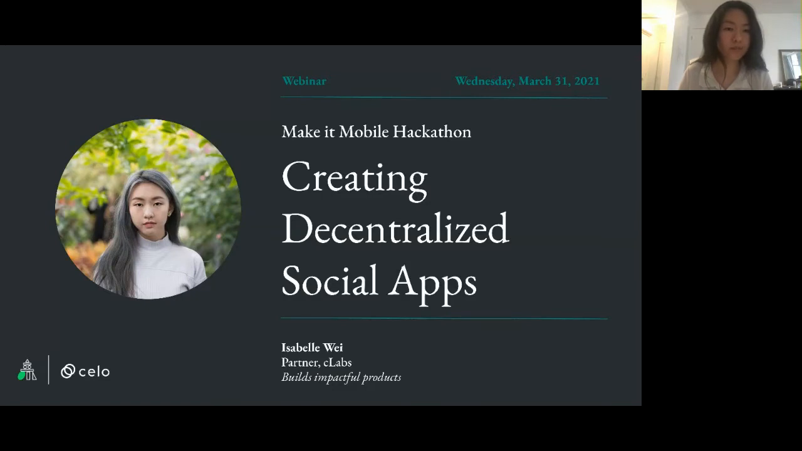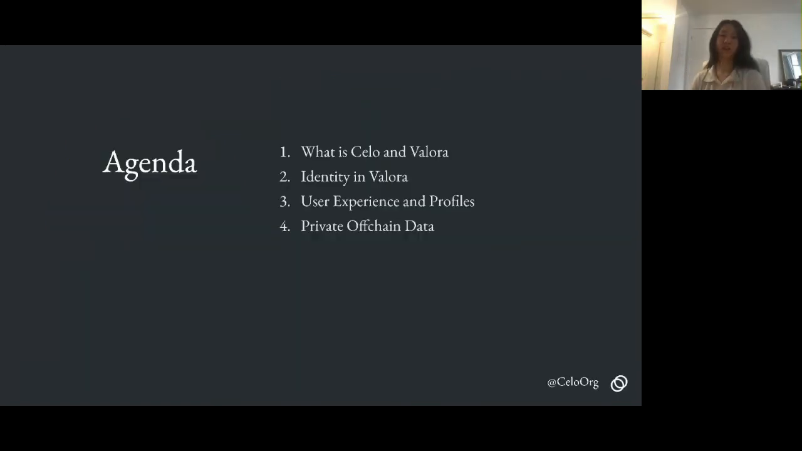So just a little bit of an agenda of what we're gonna talk about today. We're gonna first look at Celo's mission and how it informs our decisions when building on Valora, and then take a look behind the scenes at some of the features of Valora and what it takes technically to make them work. So these features are how we handle identity, how we think about user experience, taking a specific deeper look at profile pictures and names, and then finally how profile pictures are implemented using private off-chain data.